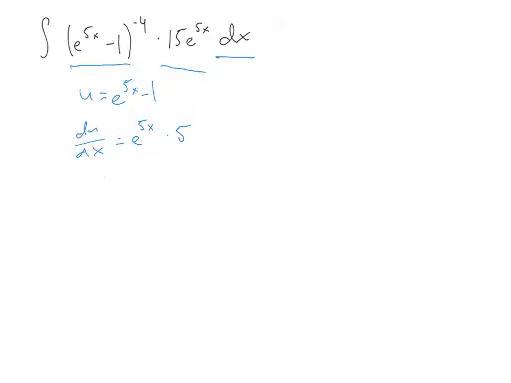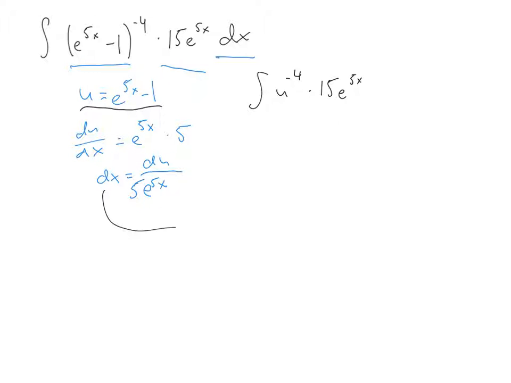And then I'm just going to skip a step and go straight to what dx is equal to. And that's okay to do as long as you understand how it works. So dx would be equal to du over 5e to the 5x. And now let's go ahead and make our substitutions. This is why it's called u-substitution, because everywhere there's e to the 5x minus 1, we're going to put a u, so it's going to be the integral of u to the negative 4th. And then we still have the times 15e to the 5x.